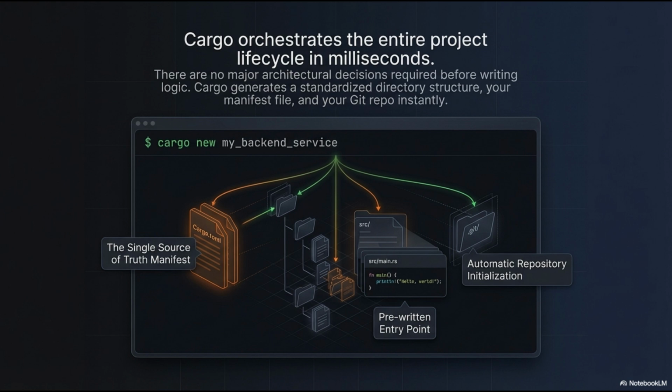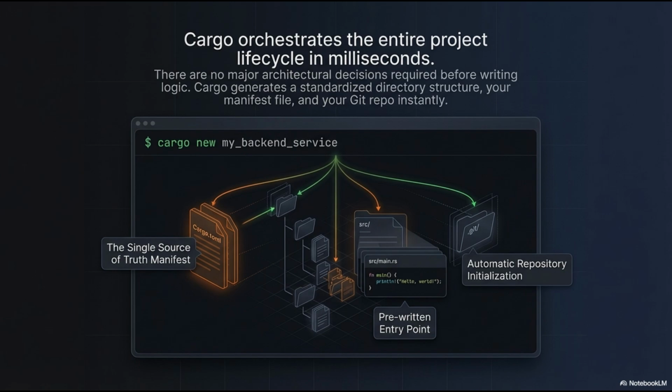Just like that. You get a cargo.toml manifest file, which is your single source of truth, sort of comparable to your pyproject.toml in Python or a pom.xml in Maven. Okay, makes sense. You also get an src directory containing a main.rs file with a pre-written hello world program, and it even initializes a Git repository for you automatically. You are ready to start coding in literal milliseconds.